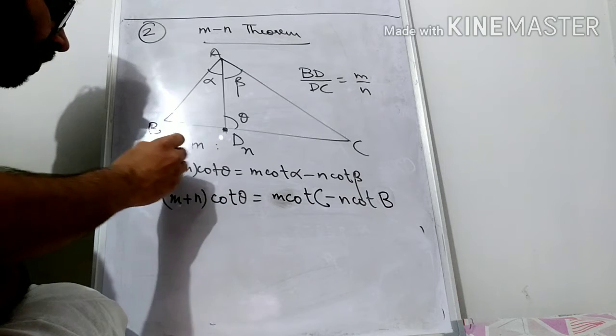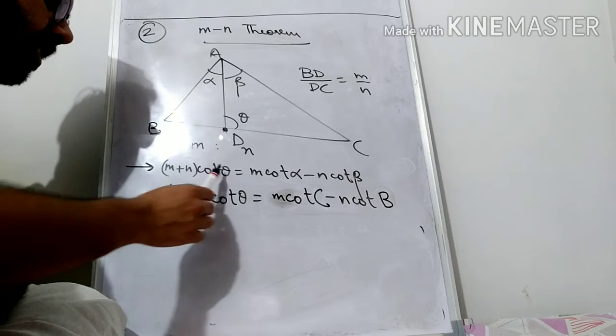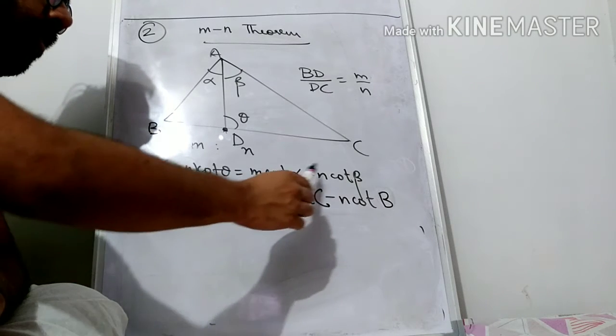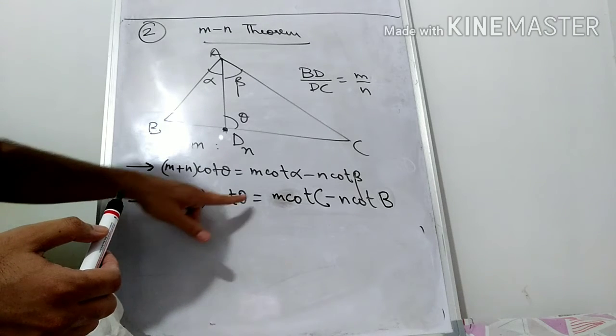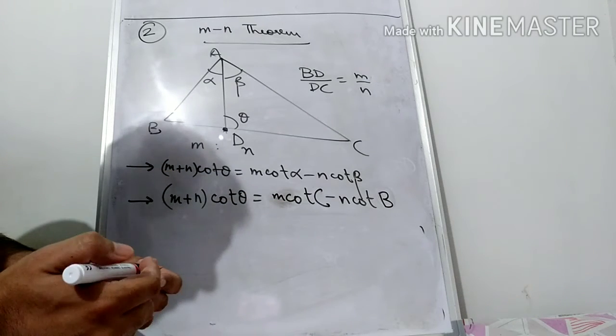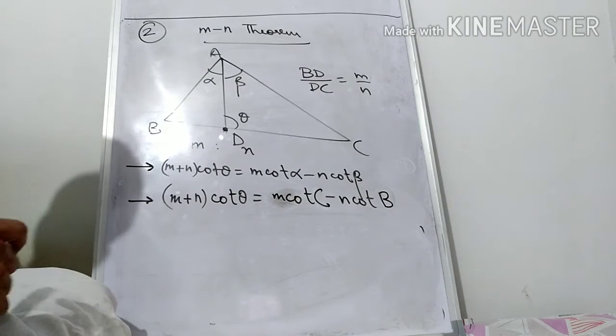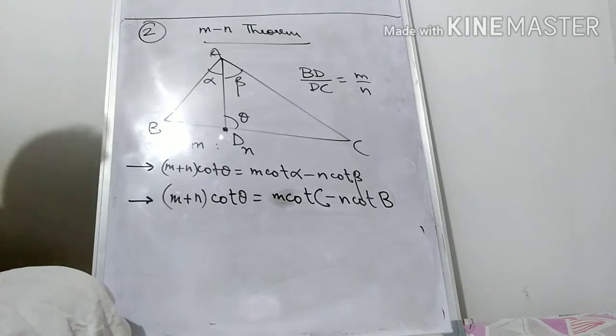So from this we can conclude two results. (m plus n) cot theta will be equal to m cot alpha minus n cot beta, and the second result is (m plus n) cot theta is equal to m cot C minus n cot B. So this theorem is called the MN theorem.